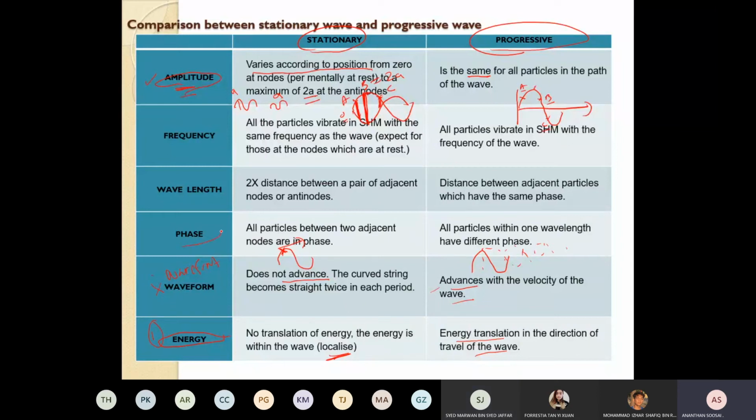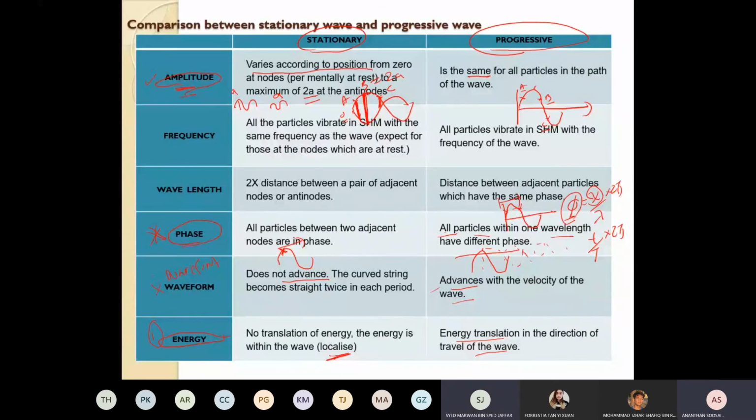Okay, now the third one, phase. This is very important. You must understand this phase again. For a progressive wave, all particles within one wavelength have a different phase, right? So let's say you have a progressive wave like this. If I choose one point A and point B, you can find the phase difference. What is the formula? X over lambda times 2 pi. Or you can use T over period times 2 pi. You get the phase difference. As long as they have X, they have a phase difference in a progressive wave.